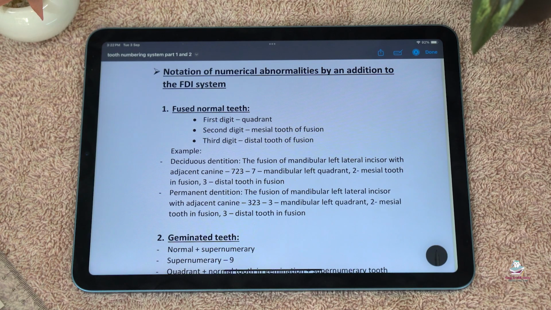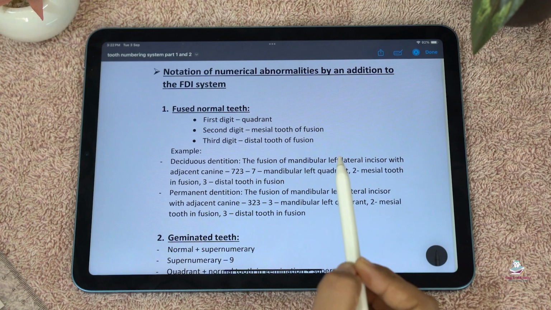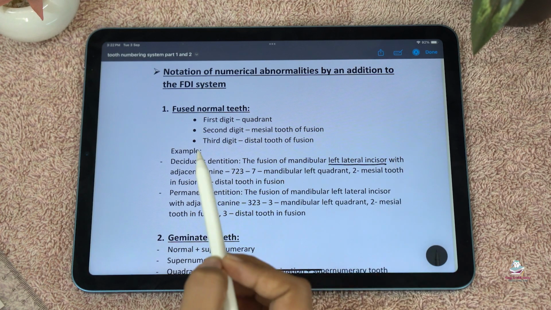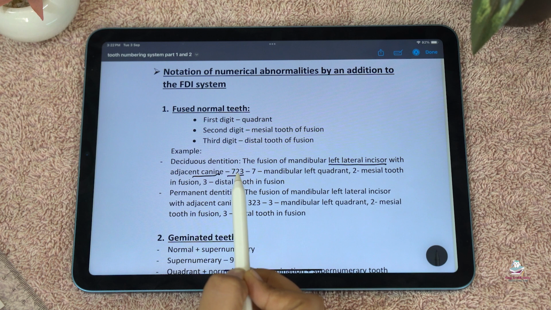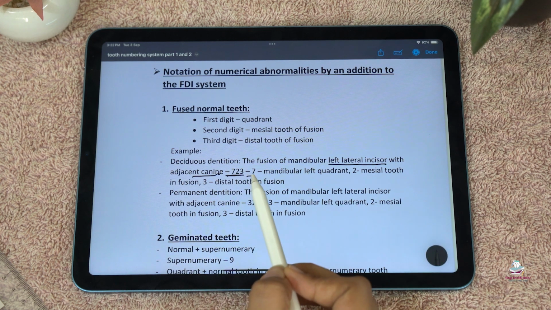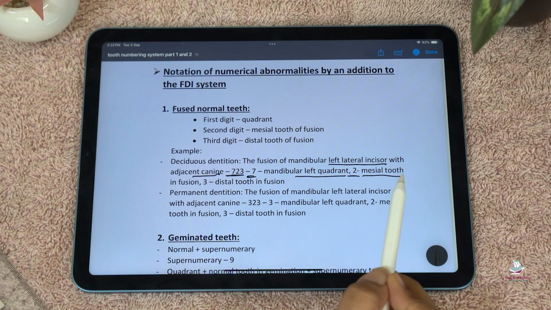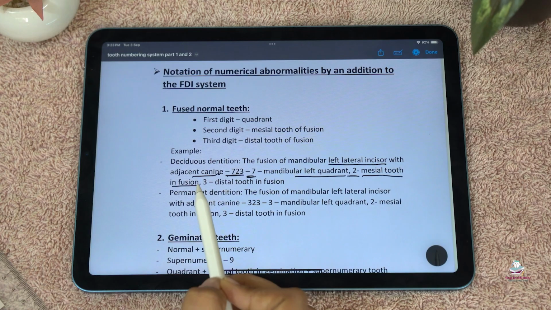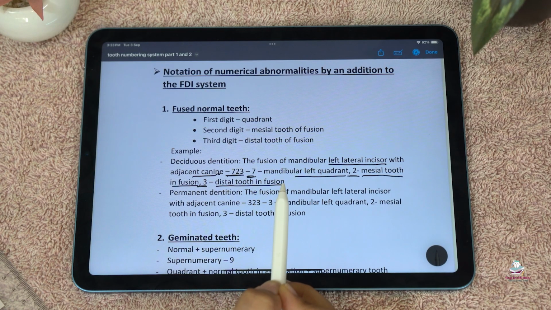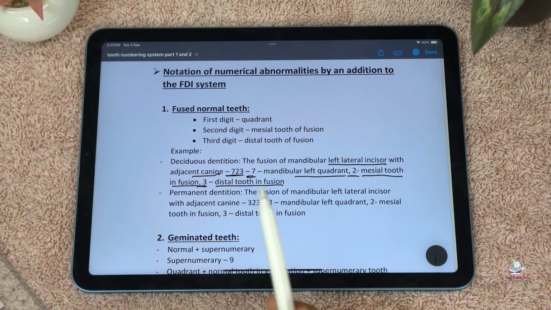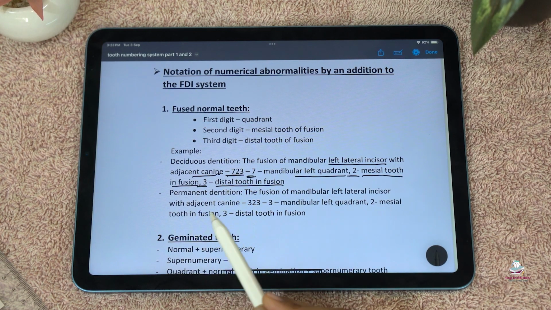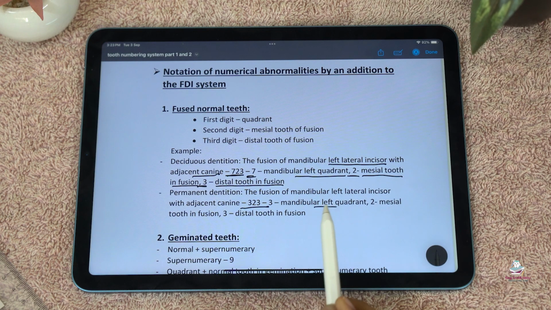Example, for deciduous dentition, the fusion of mandibular left lateral incisor with the adjacent canine. So this is the number 7, 2, 3. 7 represents the mandibular left quadrant, 2 represents the mesial tooth in the fusion, and 3 is used for the distal tooth in the fusion, which is canine. For permanent dentition, the fusion of the mandibular left lateral with the adjacent canine is 3, 2, 3. Here the mandibular left quadrant is represented by 3, then the same 2 and 3.